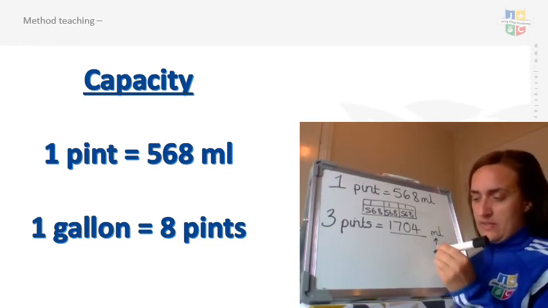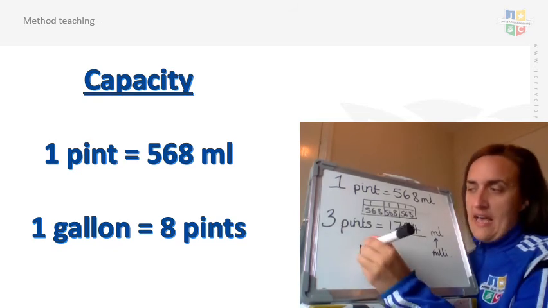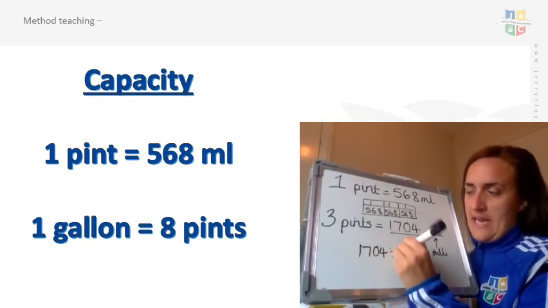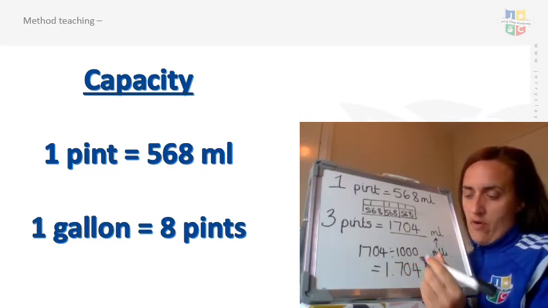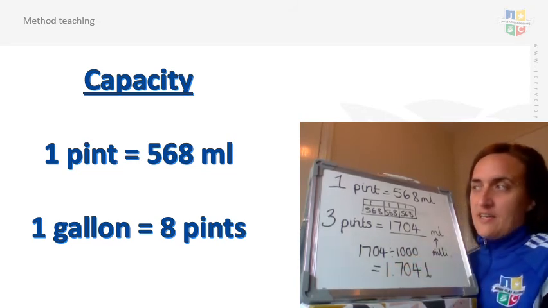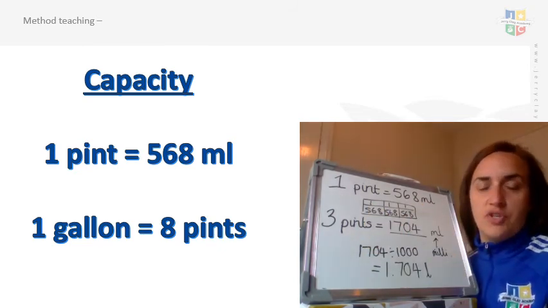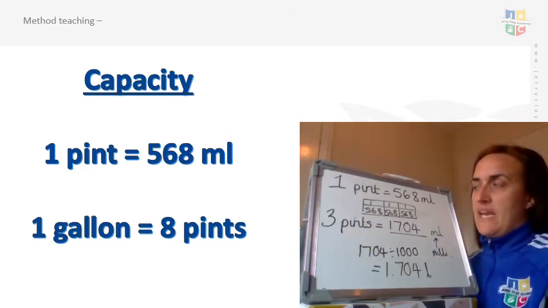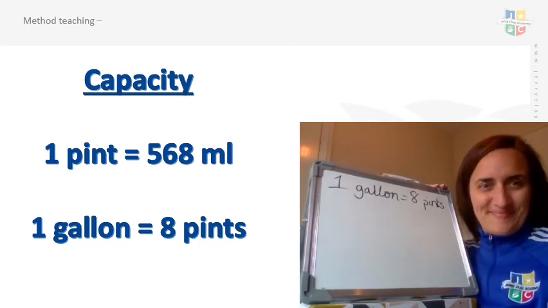If you were then expected to put that into litres, we would be thinking, well, we would know milli means 1,000. So if I divide this by 1,000, I would get my amount in litres. So that would be 1.704 litres. So remember, for every pint, there is 568 millilitres, which is around about half a litre.